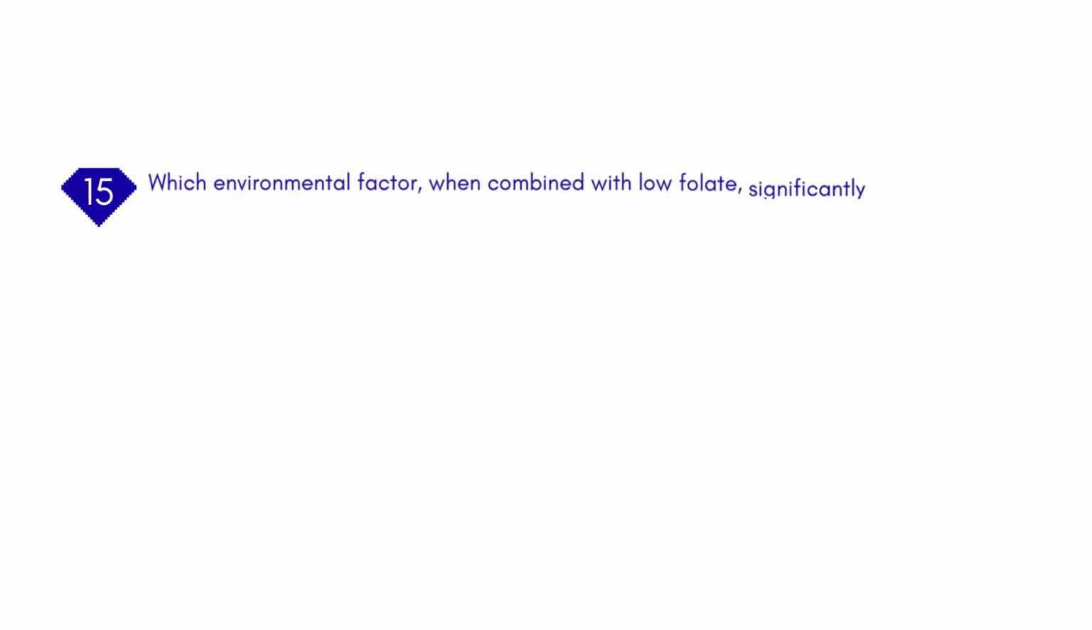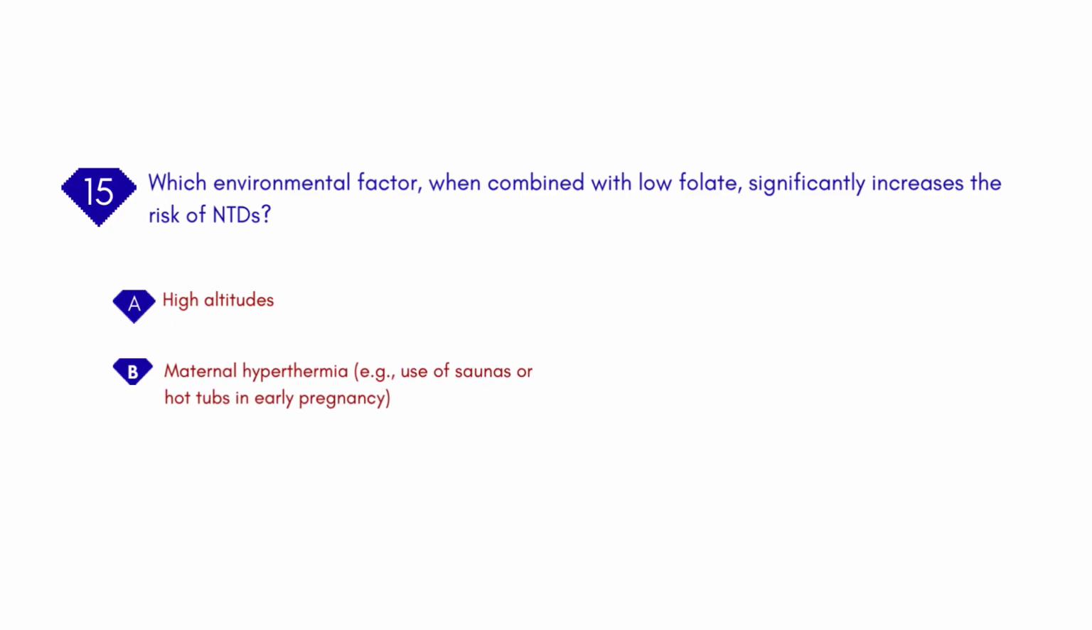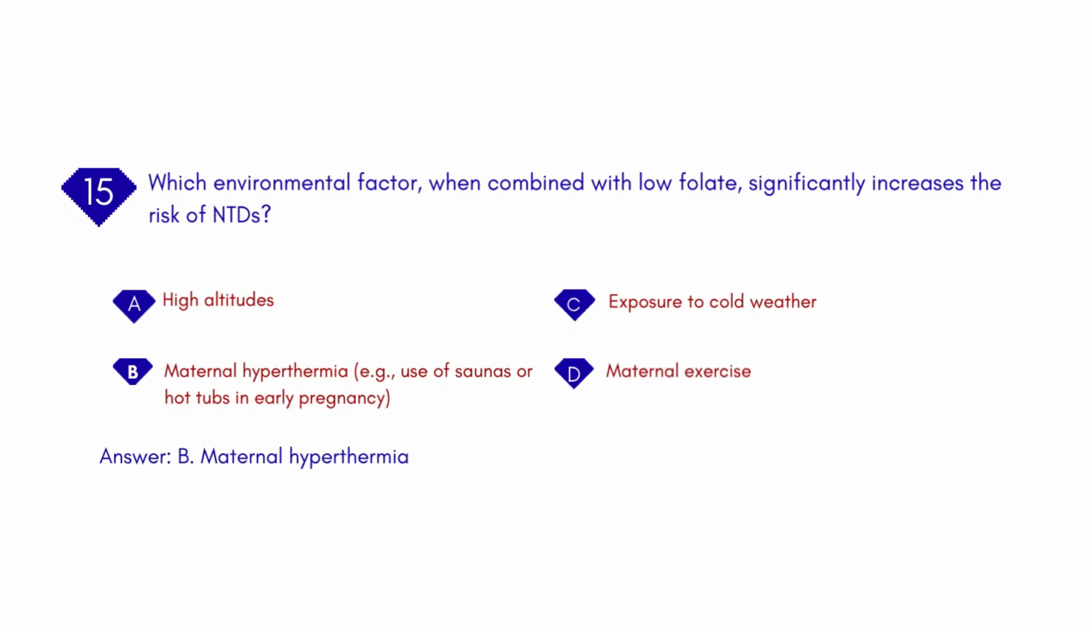Which environmental factor, when combined with low folate, significantly increases the risk of NTDs? A. High altitudes. B. Maternal hyperthermia, e.g., use of saunas or hot tubs in early pregnancy. C. Exposure to cold weather. D. Maternal exercise. Answer: B. Maternal hyperthermia.